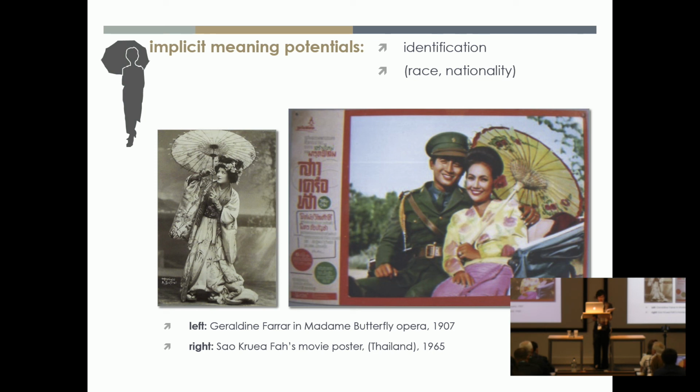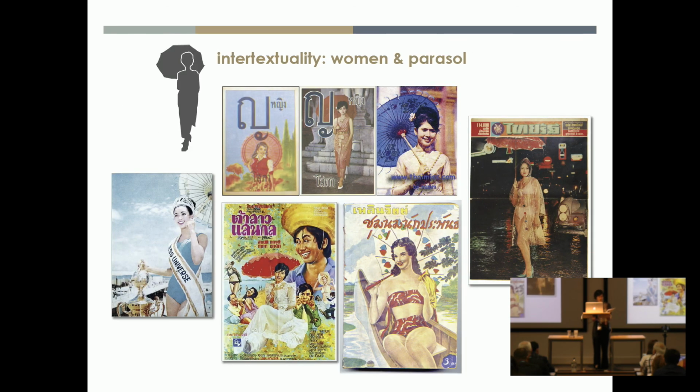At this point, we can conclude that the intertextual relations of the meaning potentials of these images of women holding parasols indicate that they are all the product of intertextuality in their society. One previously occurs and relates to the others that subsequently happen.